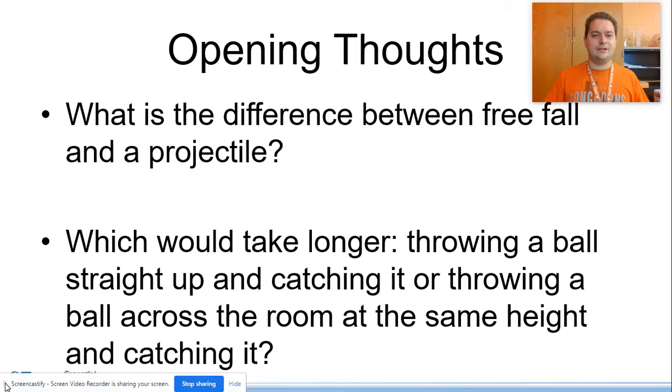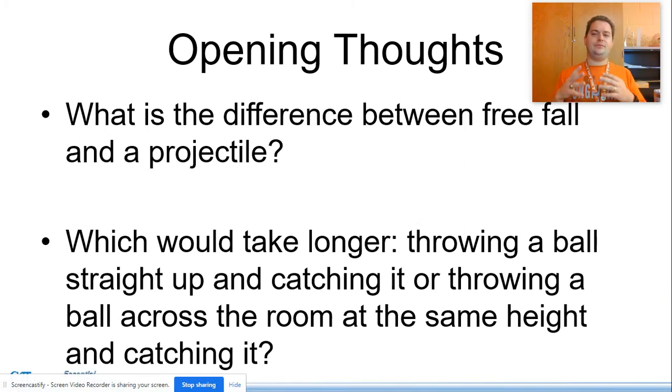What is the difference between free fall and a projectile? You should know the word projectile to an extent already, but think for a minute. Write your own thoughts, what the difference is between free fall and a projectile.